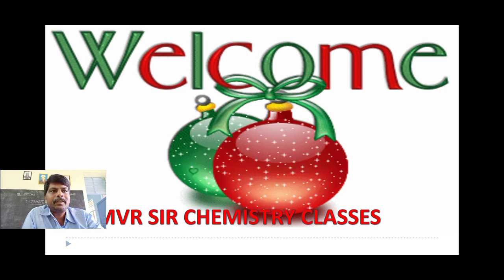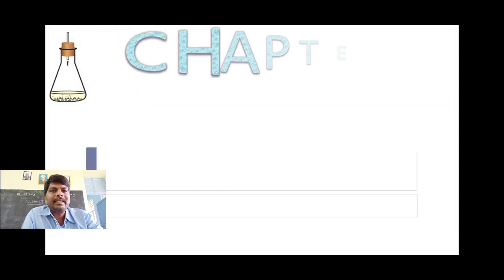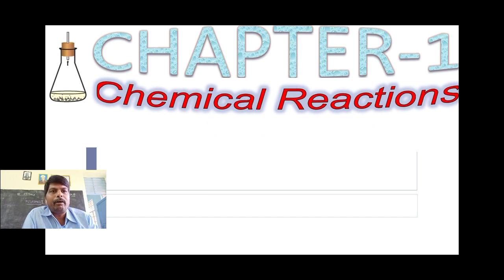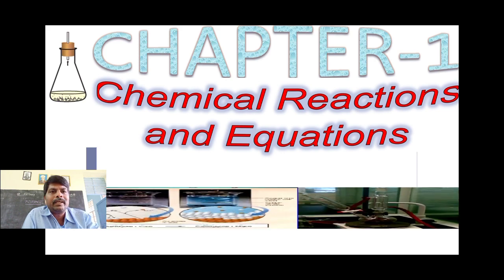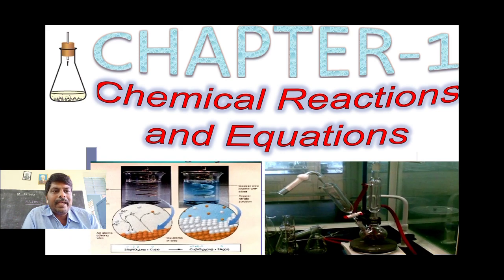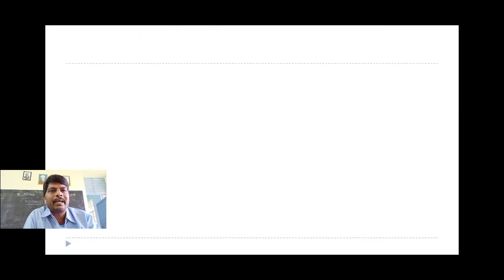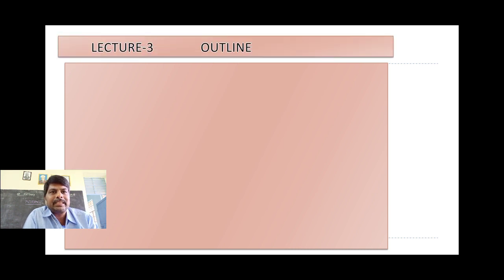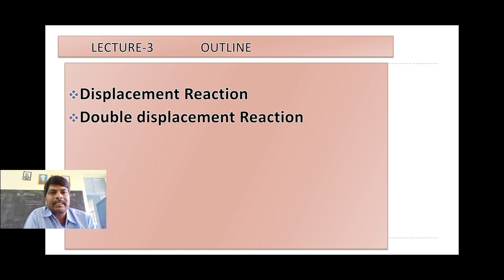Hello students, now we will discuss part 3 of the chemical reactions and equations chapter. In part 2 we already discussed two types of chemical reactions, that is chemical combination and chemical decomposition reactions. In this part we will see the third type, displacement reactions, that means single displacement reaction, and the fourth type of reaction, double displacement reaction.